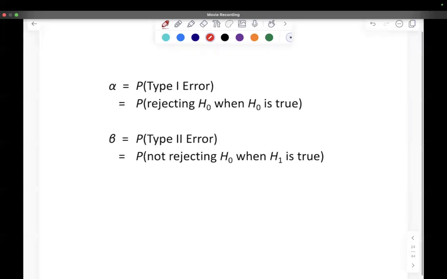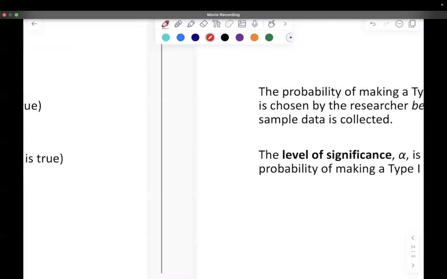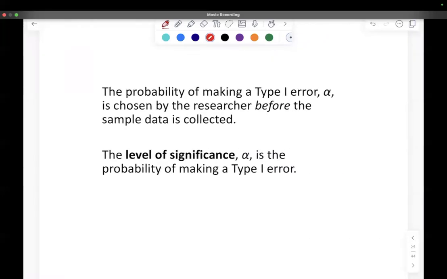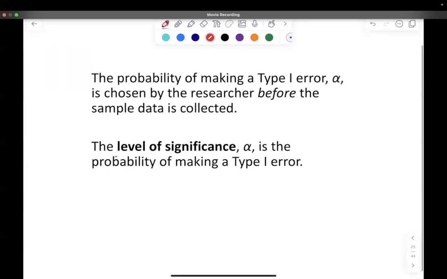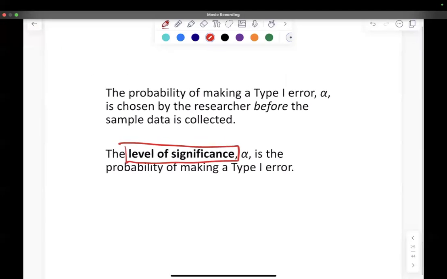Moving on, maybe moving on if it lets me. Okay. So we choose the probability of making a type 1 error before the sample data is collected. I will always give you alpha. So don't worry about trying to calculate alpha. You'll always be given it. We call the alpha the level of significance. So if I tell you the level of significance is 5%, then that is your alpha.